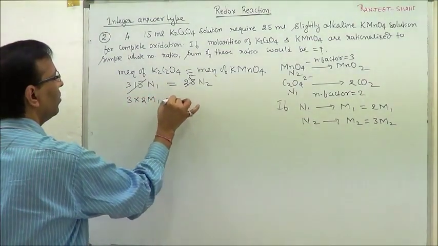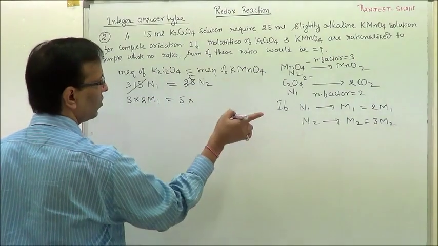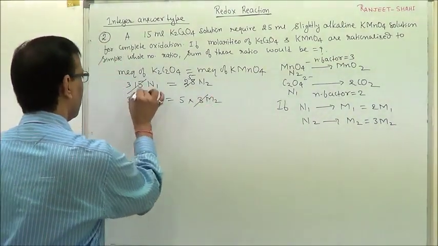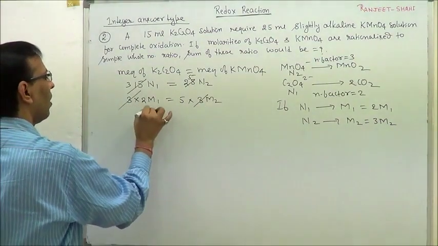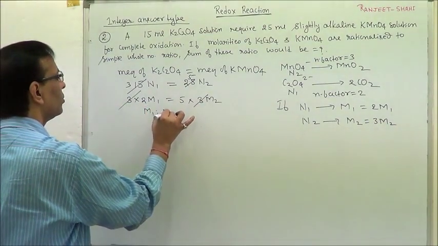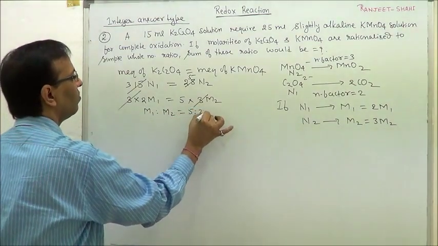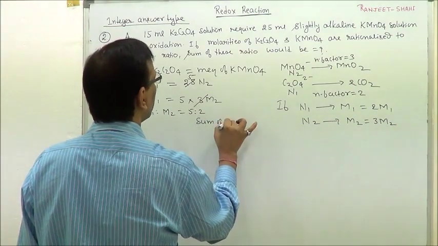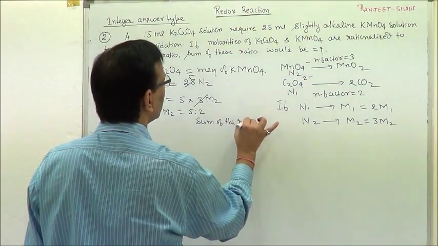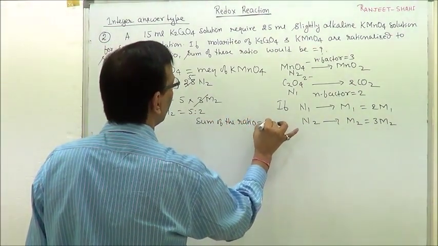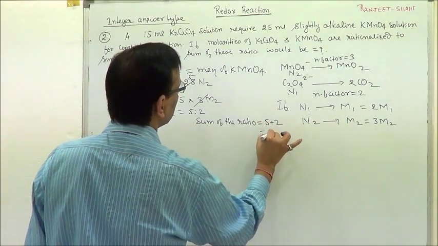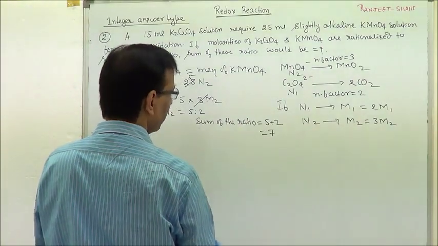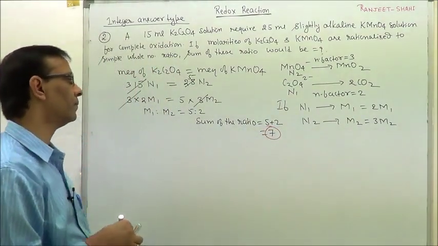If we replace normality in terms of molarity, we find 3 into 2 M1 will be equal to 5 into 3 M2. So M1 is to M2 is 5 is to 2. The sum of the ratio is 5 plus 2, which is 7. So the answer of this question is 7.